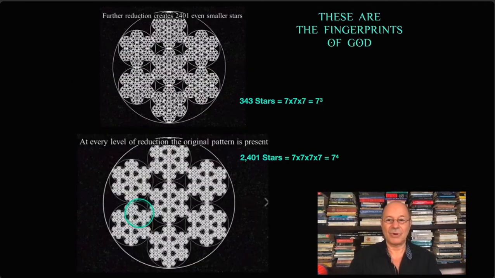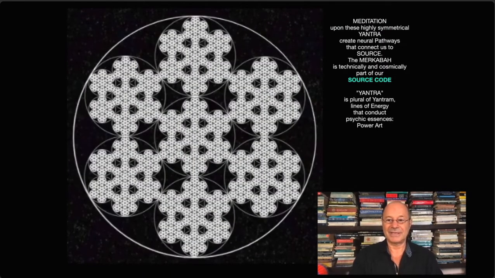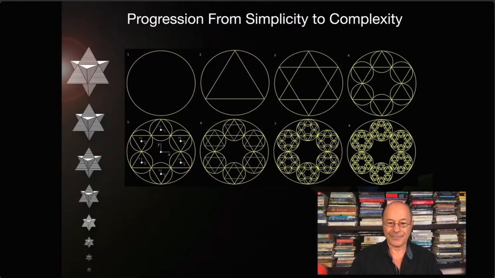But it can actually get more complex where you've got 343 stars, which is 7 cubed, or 7 to the 4th power. We end up with a really exotic pattern. That's all just from the fundamental Star of David, which I like to refer to as the fingerprints of God. So this is what I call our source code. We're exploring symmetry that we can also use in our meditation so that we can use this knowledge to propel our Merkaba or Merkava.